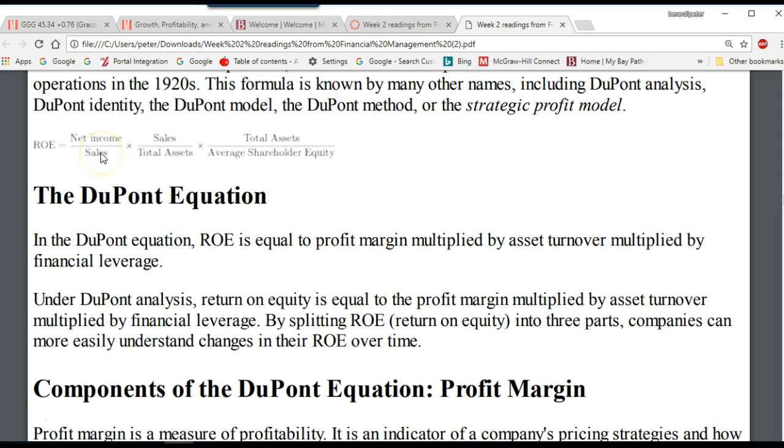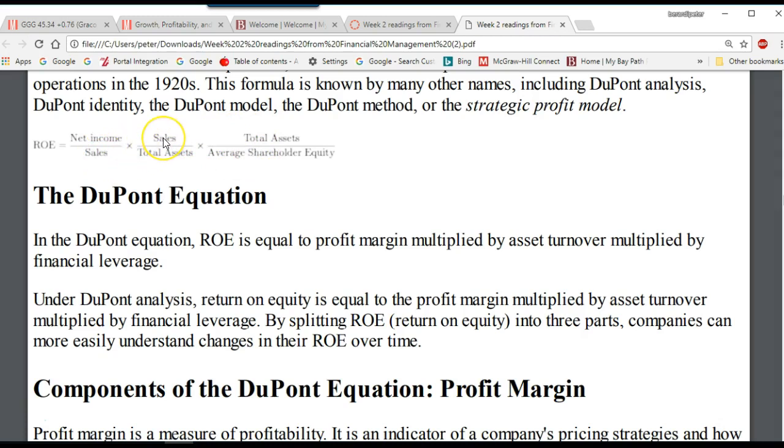So how well we generate income on each dollar of sales, times how well we generate sales on each dollar of assets, times our debt ratio. That gives us return on equity. Notice the algebra here is very simple.